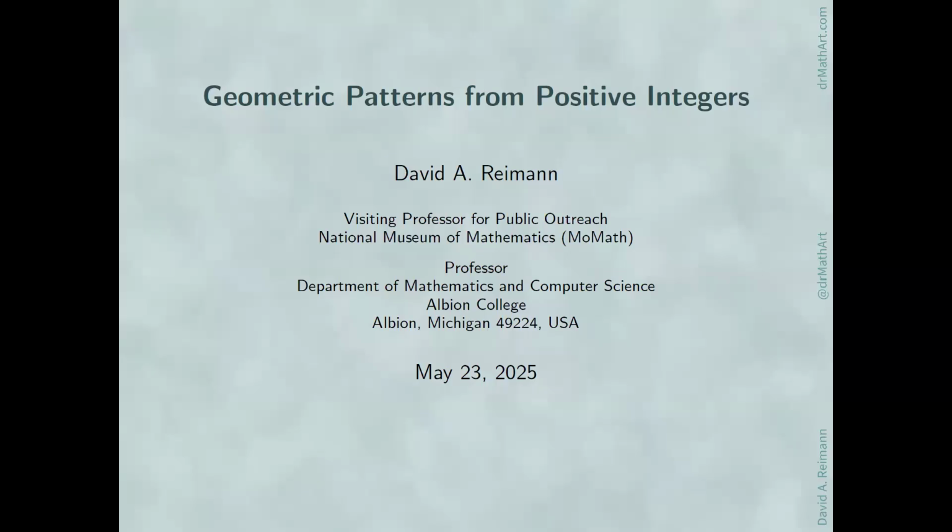So my name is Dave Reimann. I'm a professor at Albion College in Albion, Michigan. And this year I'm the visiting professor for public outreach at the National Museum of Mathematics in New York City. Today I want to talk a little bit about geometric patterns from positive integers. We'll get to that in just a moment.